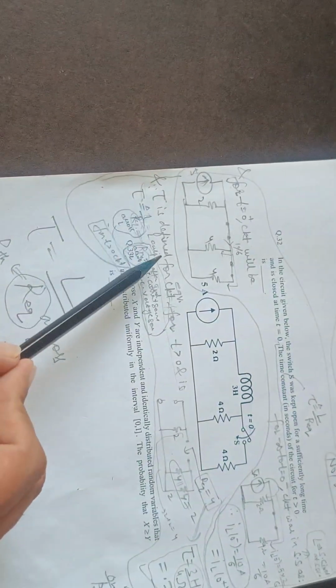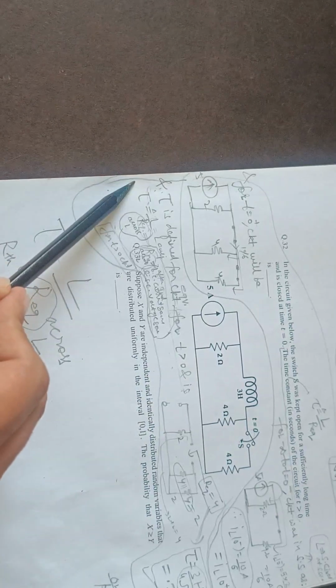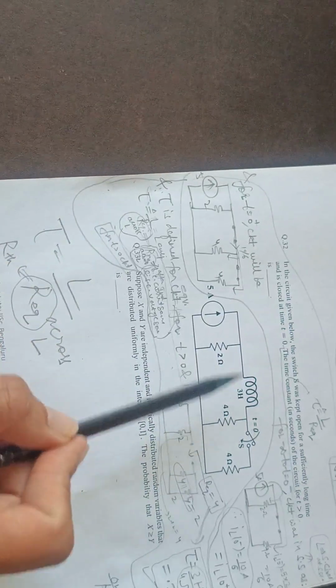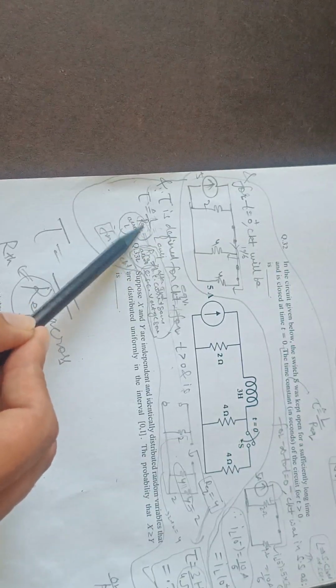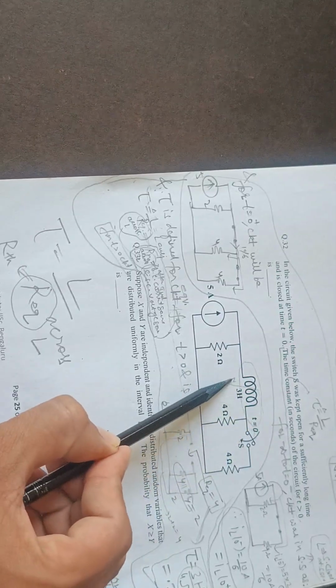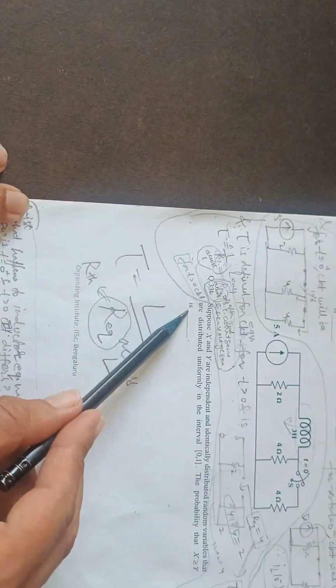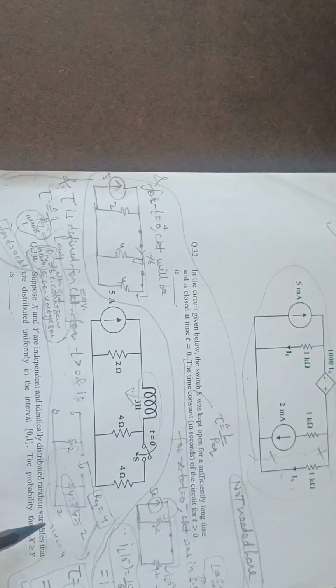So once the switch is closed, tau is defined for the equivalent circuit for t greater than 0, and since it is a first order RL circuit, tau is equal to L upon R equivalent. And what R equivalent? R equivalent seen across L. So we remove L and we find R equivalent or RTH across this part. So tau is L upon R equivalent across L, and R equivalent is in the symbol RTH across L. So we'll find RTH across L.